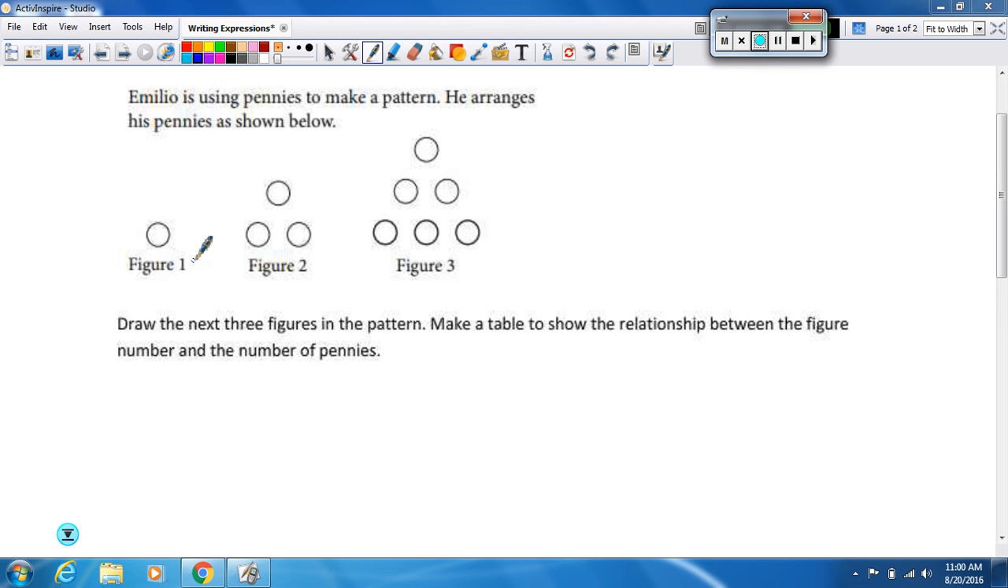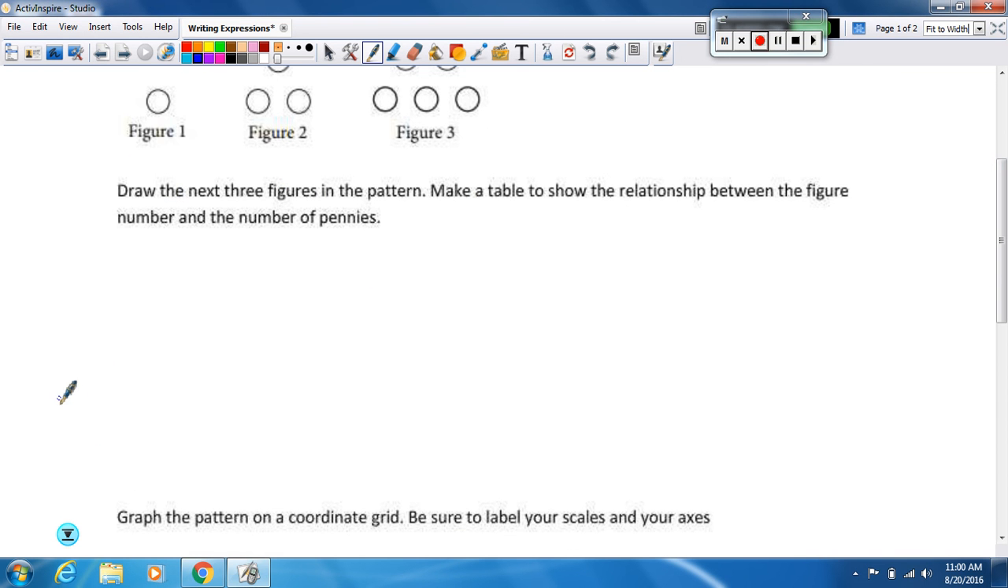Well, if you study the figures, you'll notice that Figure 1 has one circle on the bottom. Figure 2 has 2 circles on the bottom, so 2 and 2, and then it gets one less each time. So Figure 3 will have 3 circles on the bottom, then 2, and then 1. So what that means is that Figure 4 is going to have 4 circles on the bottom, and then you decrease 1 each time, so 3, 2, 1.